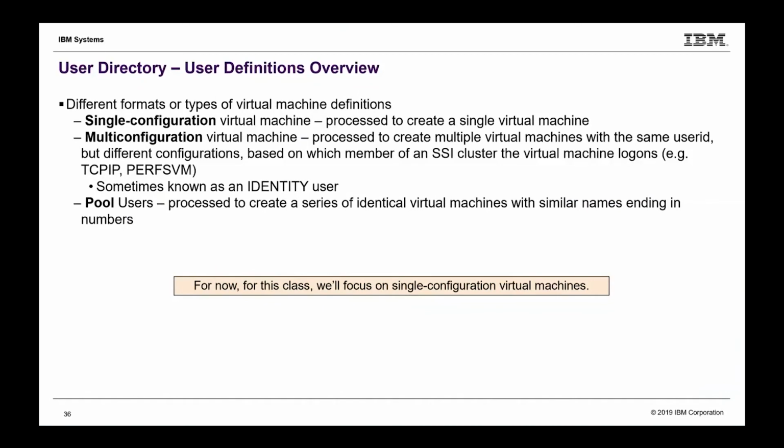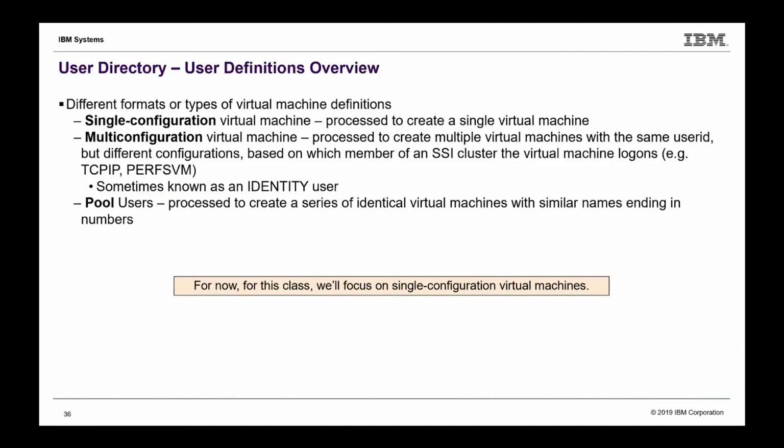There are scenarios, though, where we'll have what we call a multi-configuration virtual machine, or some people refer to it as an identity user. Examples of that may be TCP/IP. So we would have a TCP/IP virtual machine on all 4 members of an SSI cluster, but we wouldn't want them all using the same A disk, or configuration disk necessarily. So they would have a unique configuration based on what member they're running on, right?